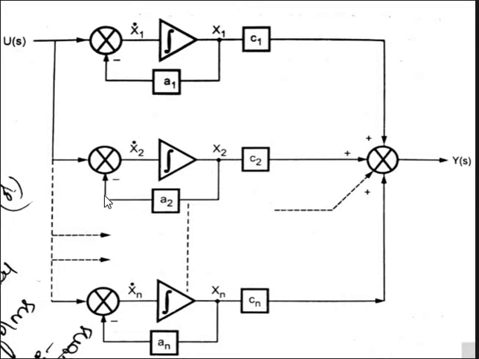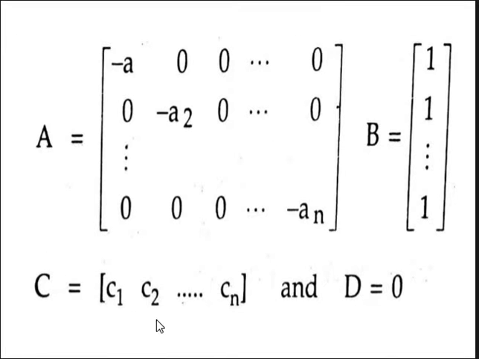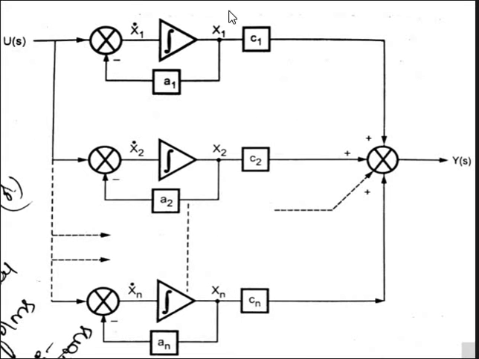These values are collected, then the matrix C is arranged C1, C2 and so on Cn, and D value is always 0. So this is the method to write the A, B, C and D matrix from this parallel programming method. So this is the case 1. Now we go for the case 2.